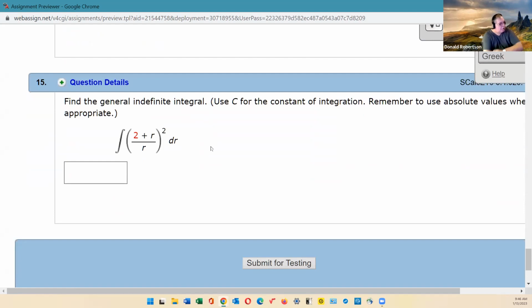And perfect timing. Tell me what you should do in the final question 15 to get it into a format that would allow us to find its antiderivative.